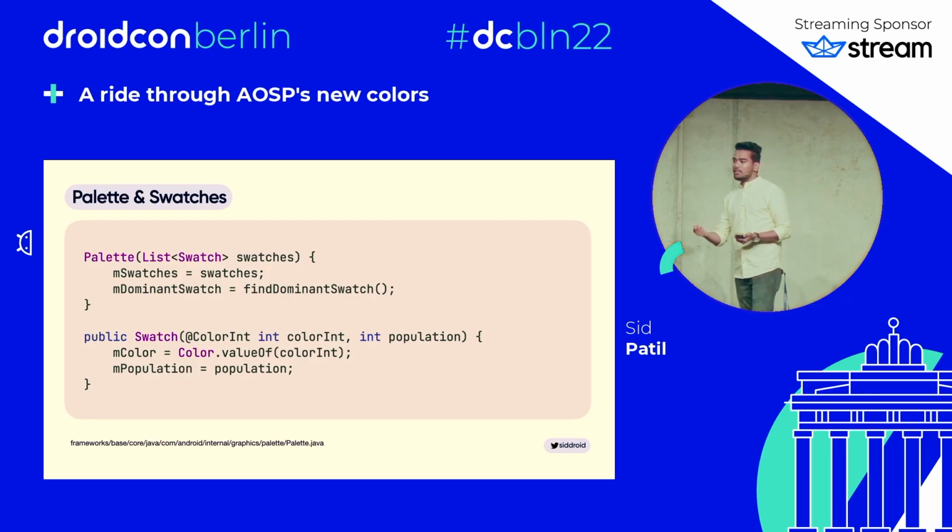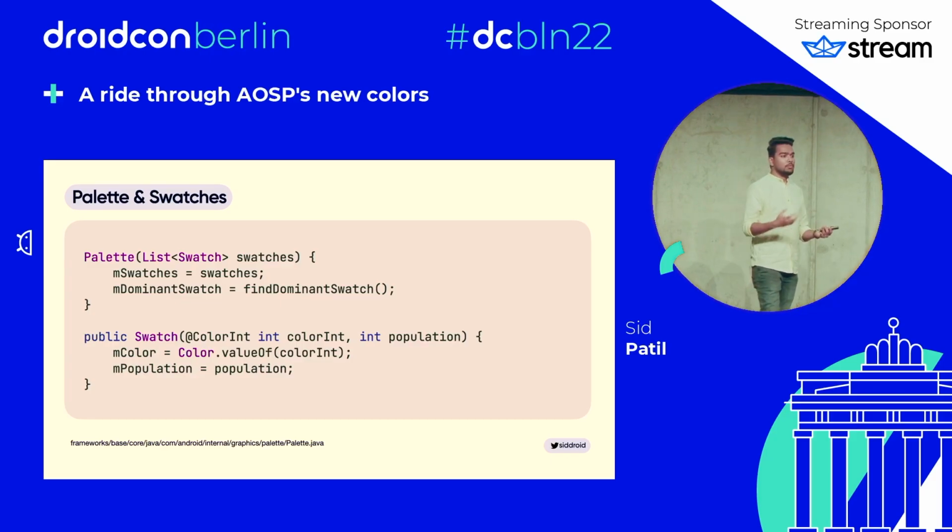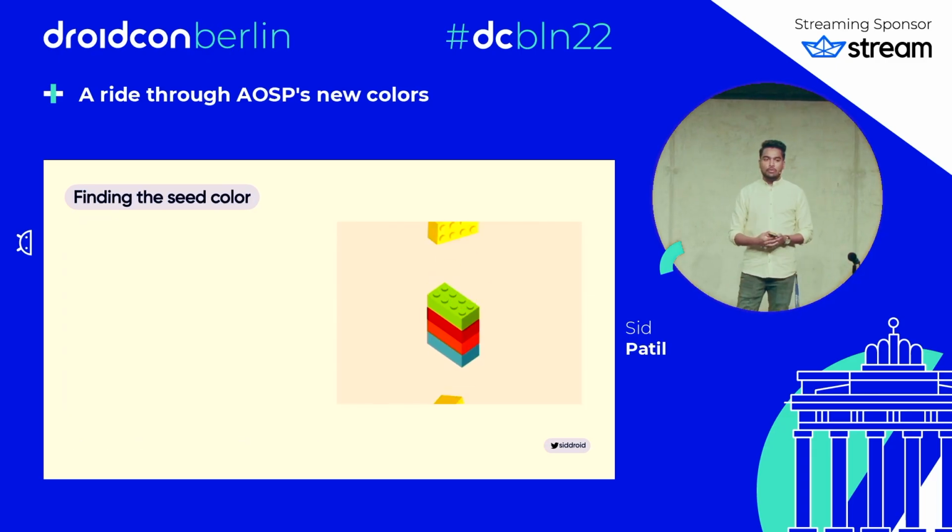It also has this value called population count. So what is this population count? It is the number of pixels represented within an image. So the higher the population count, the more chance of it becoming the most prominent color of the theme. Okay? So how do you find a seed color?